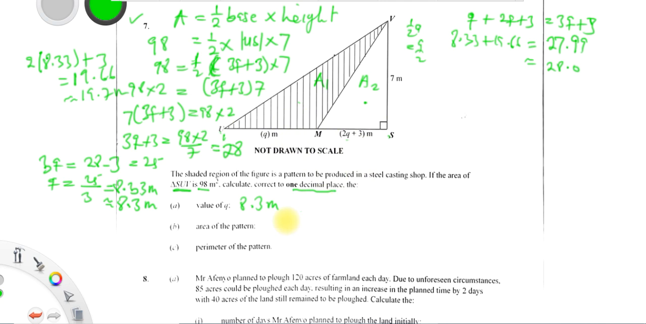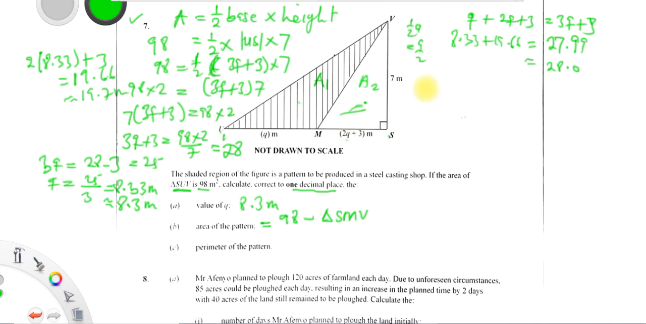So guys, we are asked to find the area of the pattern, this area. The whole area is given as 98. So you have to subtract the area of triangle SMV from that, then you will get the area of the pattern. So let us calculate the area of triangle SMV.